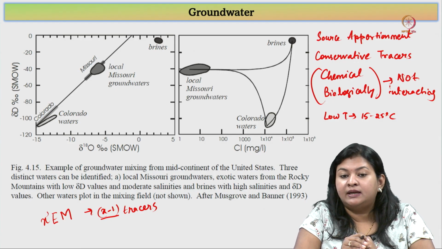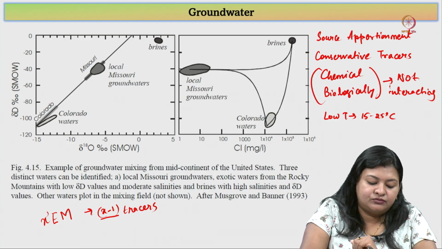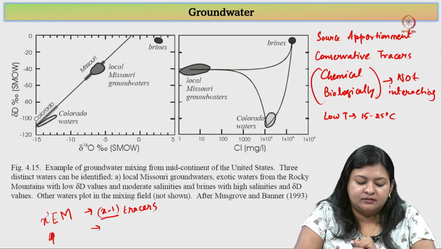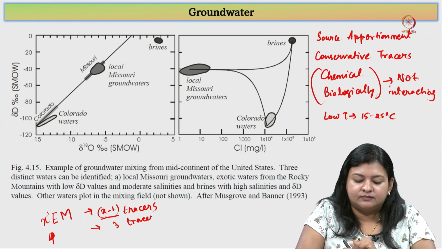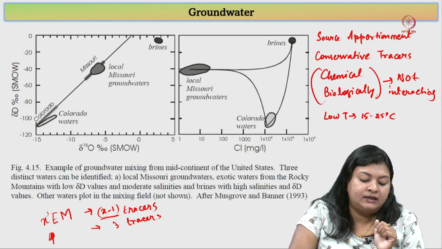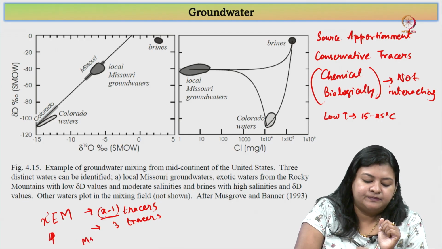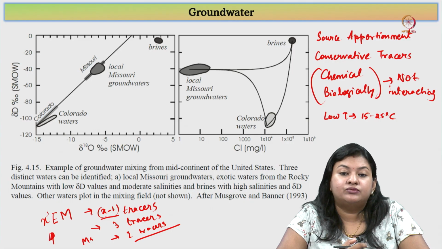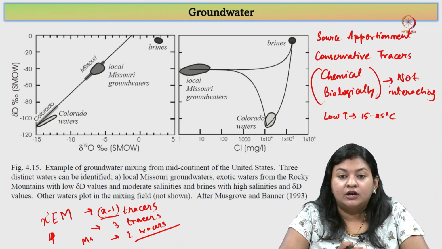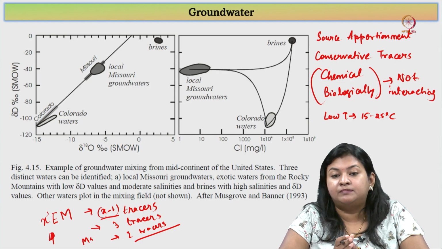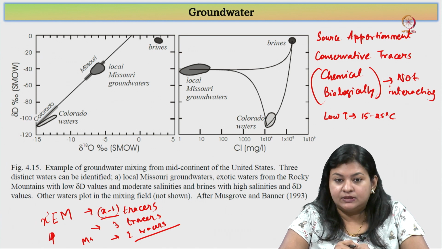That means, if I have 4 end members, I need at least 3 distinct tracers. If I have 3 end members, then I need at least 2 tracers. So, the number of potential end members you have will decide how many tracers you will be able to apply. So, that is one thing.